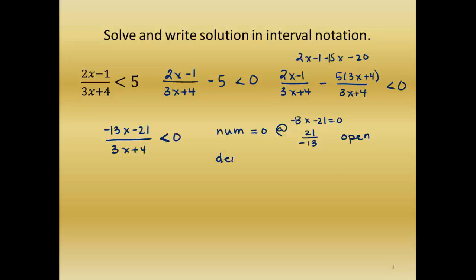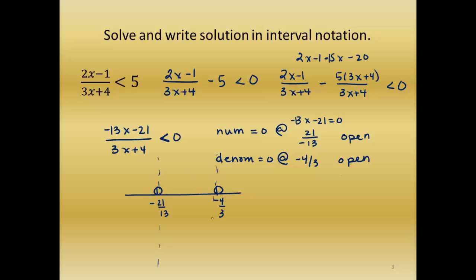The denominator equals 0 at -4/3. That has to be an open circle because it is the denominator. If we substitute in -4/3, we will have an undefined situation. So I again have two places to put on my number line. Which of those numbers is smaller? Well, it's the -21 over 13. They're both open circles.